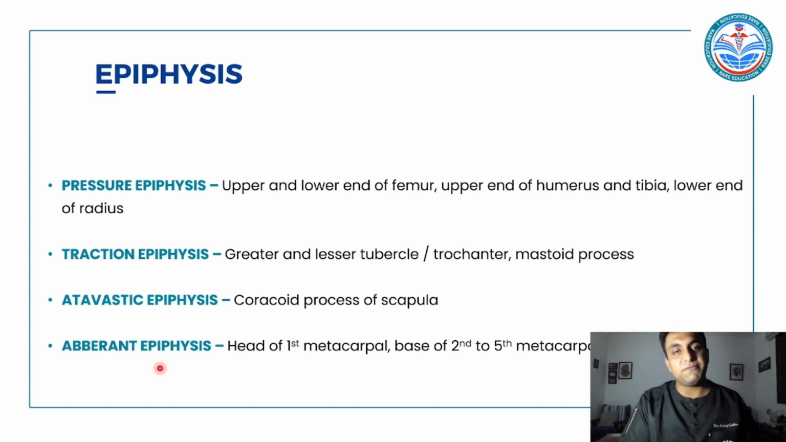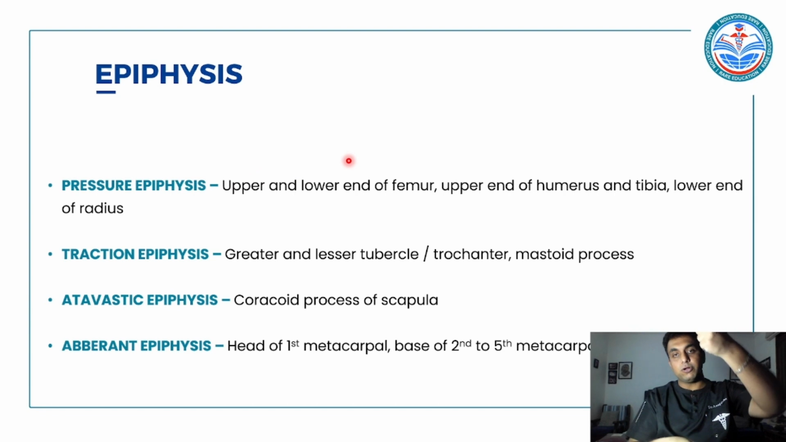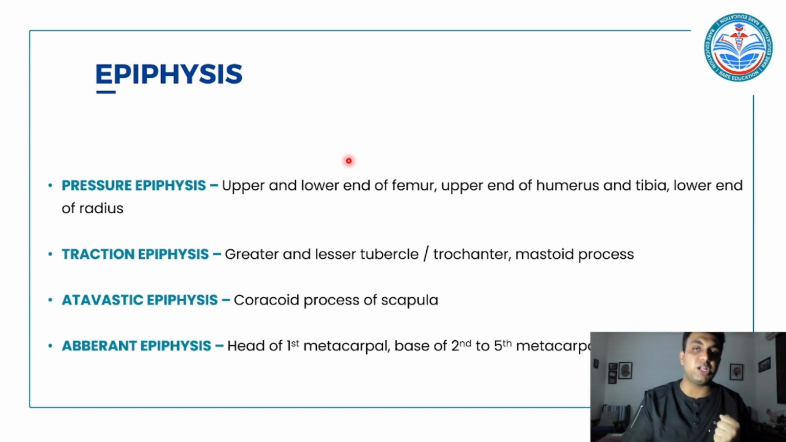So for pressure epiphysis, you have to remember the examples as I have written, because you cannot really write anything else or select anything else. The upper and the lower end of the femur, that is, the femur bone, upper as well as the lower end, is a pressure epiphysis. Upper end of the humerus, the upper end of the tibia, and the lower end of the radius. These are the pressure epiphysis. I know it is a little bit of a mouthful, but once or twice you say it again and again, once you touch it on yourself, you will remember that easily.